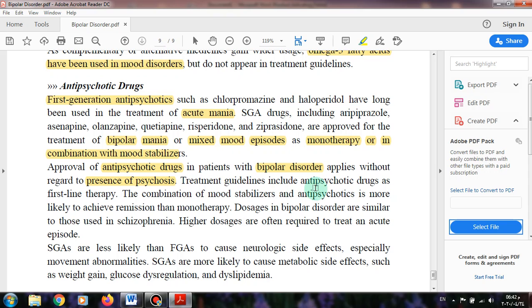Treatment guidelines include antipsychotic drugs as first line therapy. Combination of a mood stabilizer and an antipsychotic is more likely to achieve remission than monotherapy. Dosage in bipolar disorder is similar to that in schizophrenia, and God willing, in the coming lectures we will discuss the treatment of antipsychotics and treatment of schizophrenia in detail. Higher doses are often required to treat acute episodes.